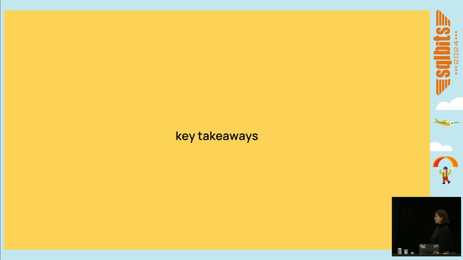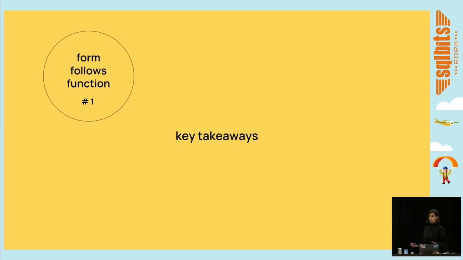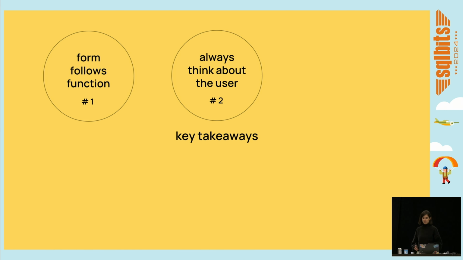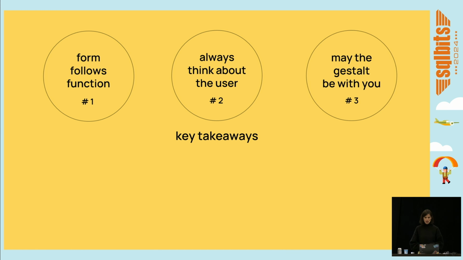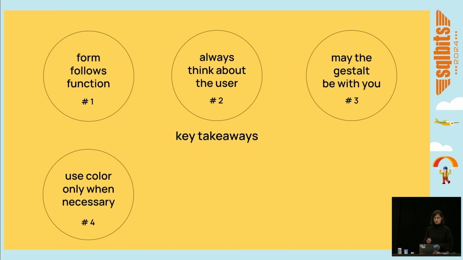So that brings us to the key takeaways for today. And the first one is form follows function. But that doesn't mean that we shouldn't care about the aesthetics, right? Always think about the user, even when you're following a rule of thumb. May the Gestalt be with you. So use the Gestalt principles to make your designs more intuitive. Use color only when it's necessary, so you can draw the user's attention and convey information. So less is more, and use the 60-30-10 rule.